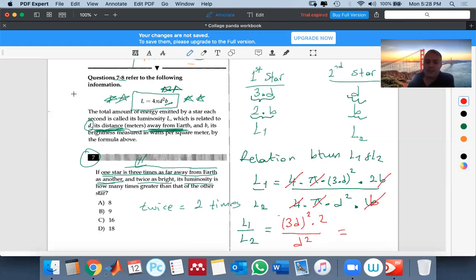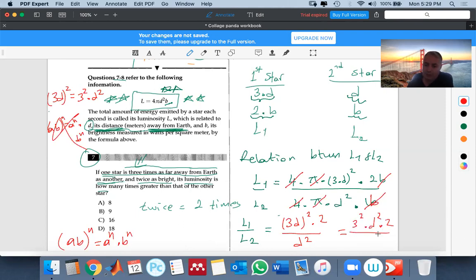So what is 3D squared? 3D squared means 3 squared times D squared. We know this. Why do we know this? (AB) to the power of n is equal to A to the n times B to the n. Let me write it: (AB)^n = A^n times B^n. So this will be 3 squared times D squared times 2 over D squared. So this D squared cancels this D squared.